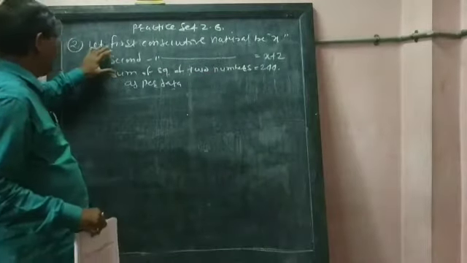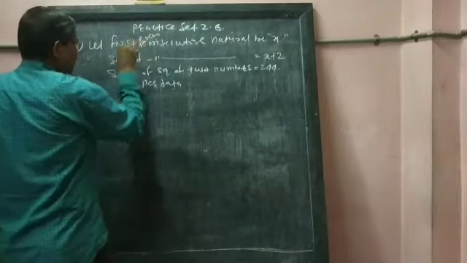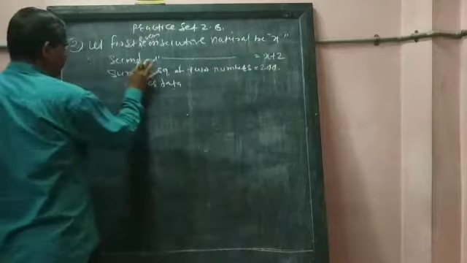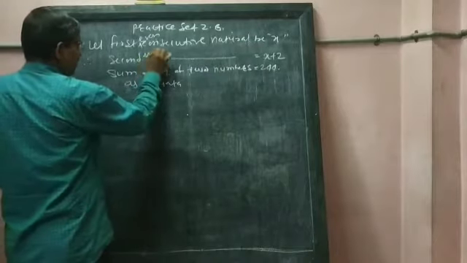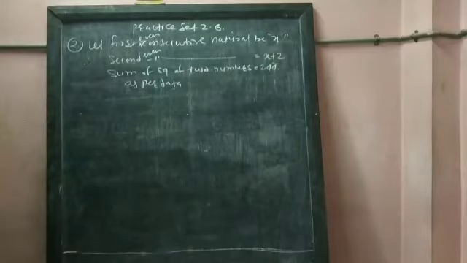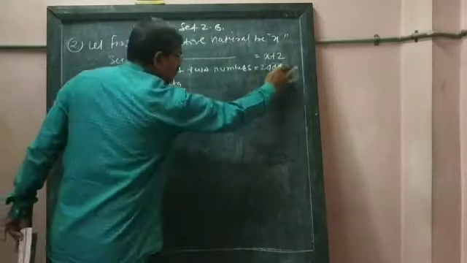So let the first even, we should write, first even consecutive natural number be x. Therefore, the second even consecutive natural number is equal to x plus 2. And the sum of the squares of these two numbers is given as 244.